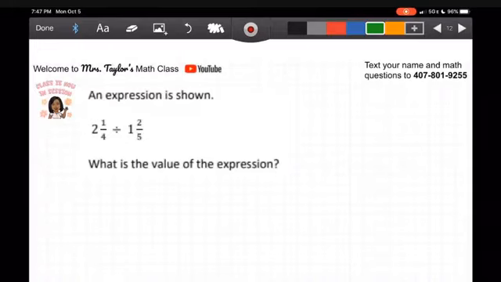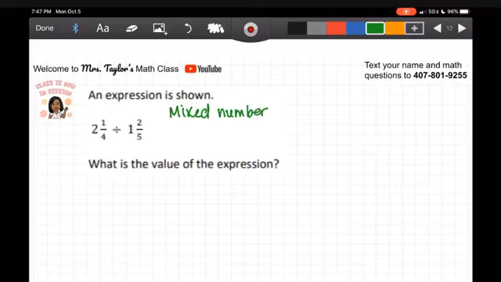So next problem, it says an expression is shown: 2 1/4 divided by 1 2/5. What is the value of the expression? So with this, you still have to multiply the first fraction by the reciprocal of the second one, but in this case, we have mixed numbers. You guys know what a mixed number is? A mixed number is what it sounds like. It's a whole number and a fraction, a mixed number.